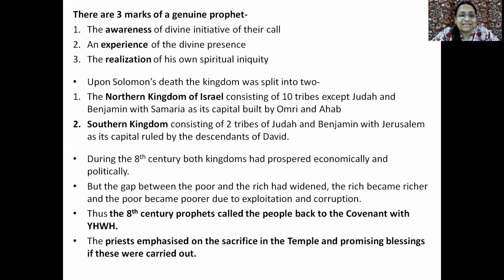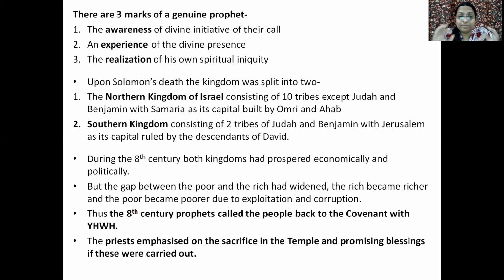The next thing that we are going to see is a little bit about the history. Upon Solomon's death, the kingdom was split into two parts, because of Rehoboam and Jeroboam. The northern kingdom of Israel consisted of 10 tribes, all except the tribes of Judah and Benjamin, with Samaria as its capital, built by Omri and Ahab. And then we have the southern kingdom, consisting of the two tribes of Judah and Benjamin, with Jerusalem as its capital, ruled by the descendants of David. During the 8th century, both the kingdoms prospered economically and politically.